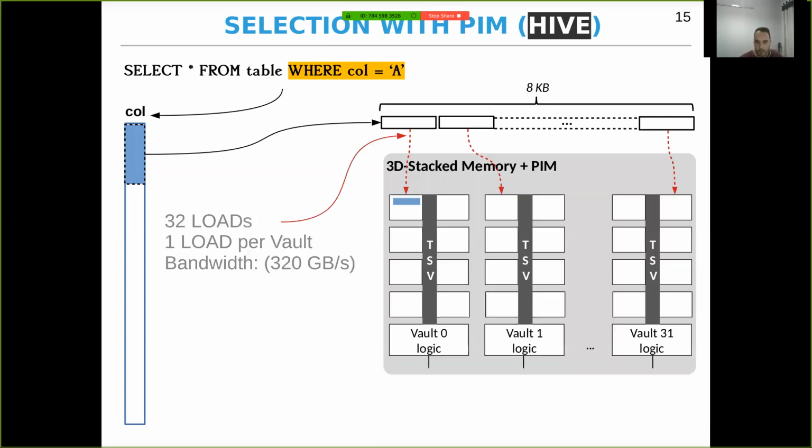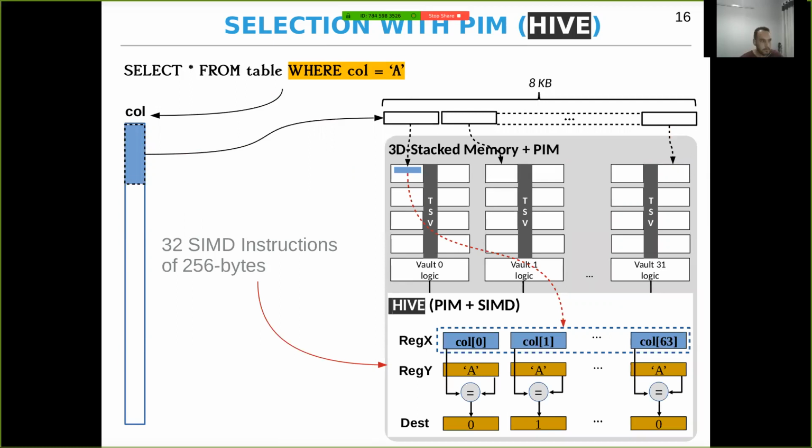With that, we can run the load operations, access each vault, and explore the parallelism inside the memory. The load operations write the segments of the chunks inside SIMD registers, internal SIMD registers. For example, the have X here. And then we can perform some SIMD instructions inside the memory, for example, filtering the column that we want. In the end, we can store the result of this filter in the memory again, or return it to the CPU.